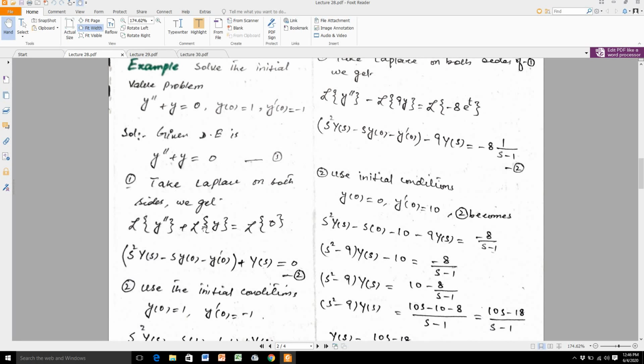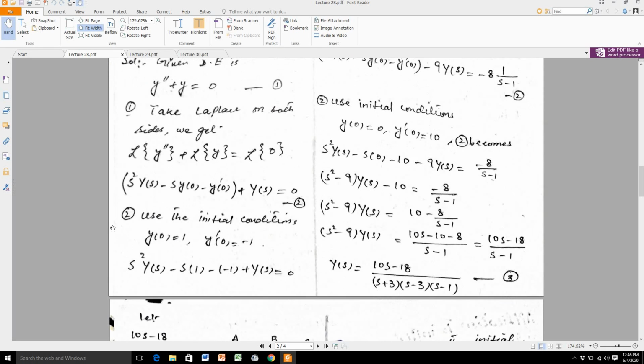Laplace of y double prime plus Laplace of y is equal to Laplace of 0. And you know that Laplace of y double prime is equal to s square capital Y of s minus s y of 0 minus y prime of 0. This capital Y of s represents the transformation of small y of t into capital Y of s. Plus capital Y of s is equal to 0. Say this is equation number 2.